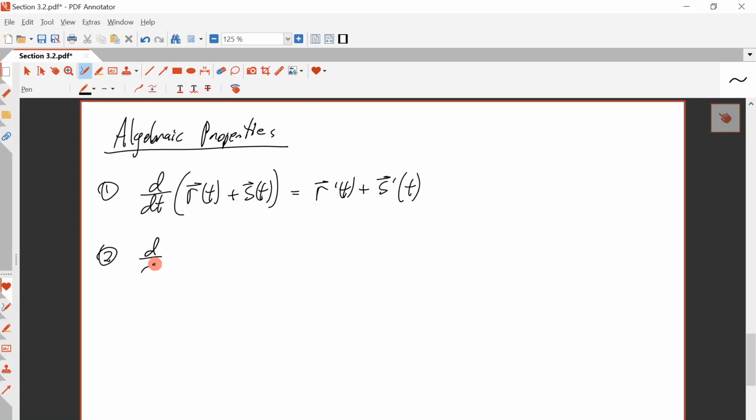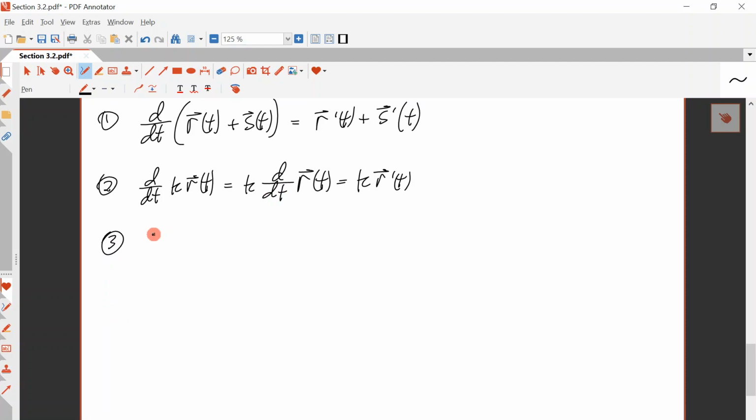Two, the derivative with respect to t of a constant multiple k times vector function r of t is k times the derivative with respect to t of r of t, just like it is with ordinary functions, which is k r prime of t.